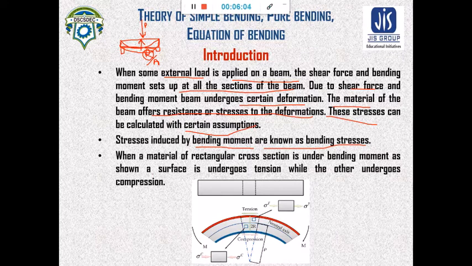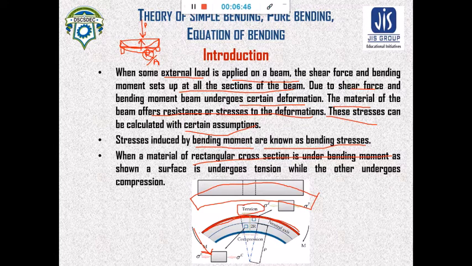So for example, say a material of rectangular cross section is under bending moment as shown in the figure. See here, this is under bending moment. As per the bending moment, the material will bend like this. Now for being bent like this, see, this is bending moment M. Due to this bending moment, in the upper fiber, the elongation is happening. So elongation is the result of tension.